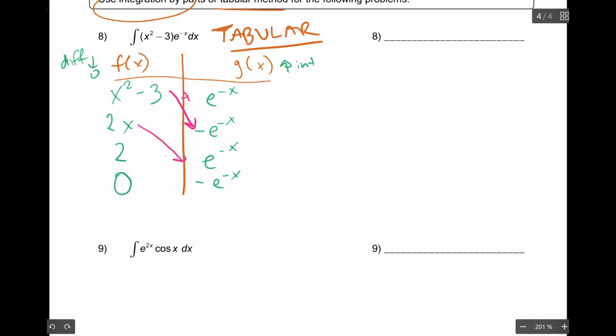Plus, minus, plus. Okay. So we have x squared minus 3 times, well, there's a negative sign up front, so it's going to be negative e to the negative x. And then I'm going to be subtracting 2x e to the negative x. And then I'm going to be adding, but there's a negative sign out front, so it's going to be minus 2e to the negative x. Don't forget your plus c.